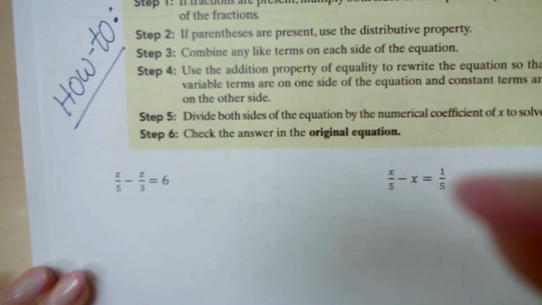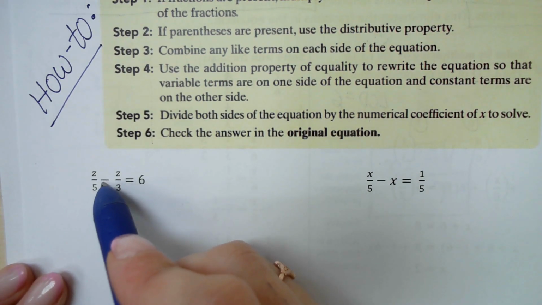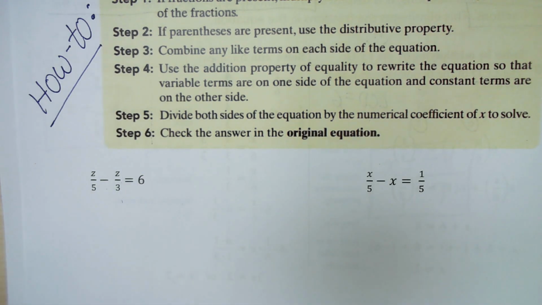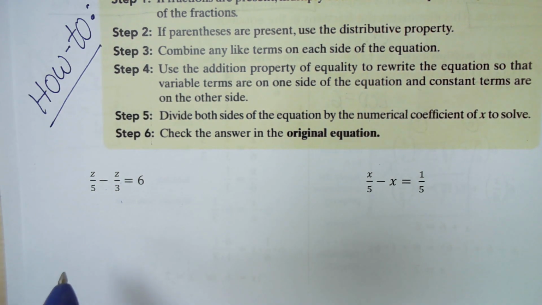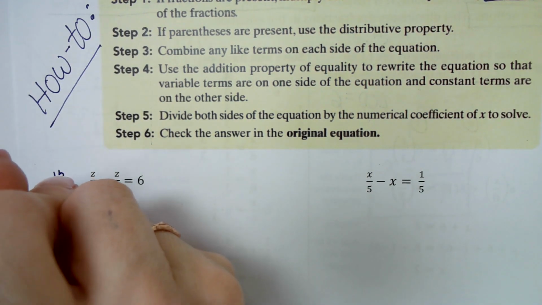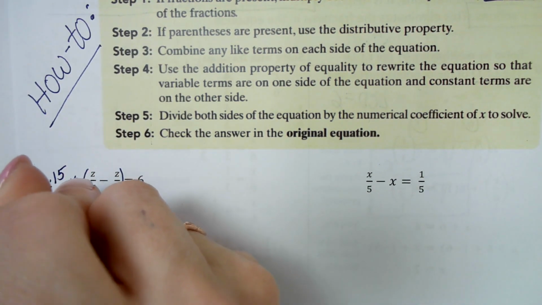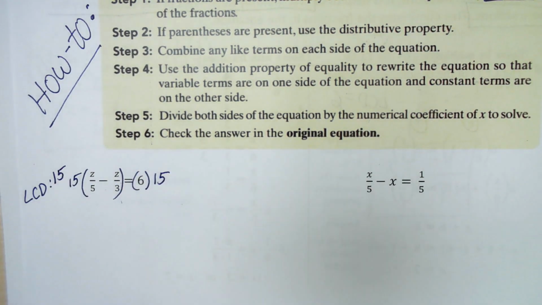we have, let me focus this, there we go, z over 5 minus z over 3. Now, we can't do anything until our denominators match. So the first thing I'm going to do is I could make these common denominators, or I could multiply the equation by the LCD. So if 5 and 3 are our denominators, our LCD is 15. So we're going to multiply this side by 15 and this side by 15.